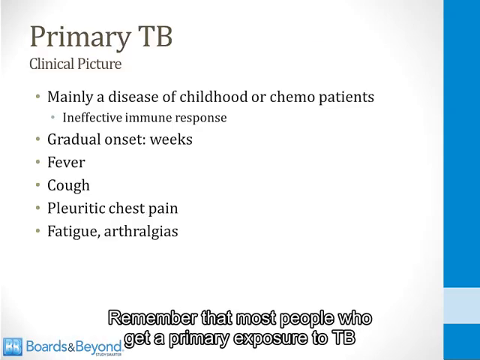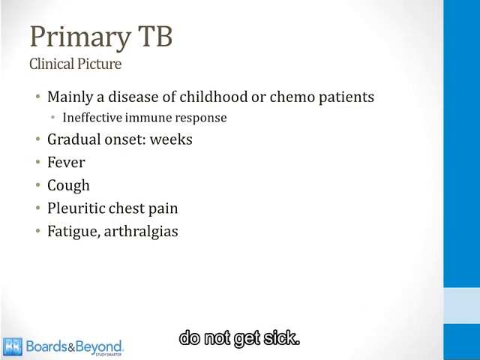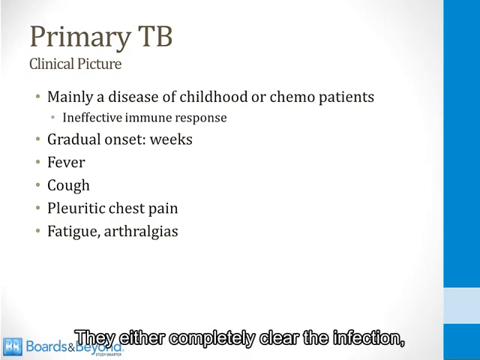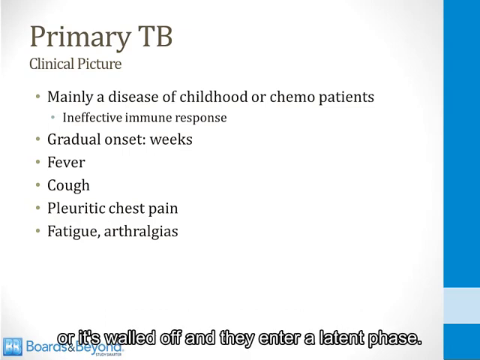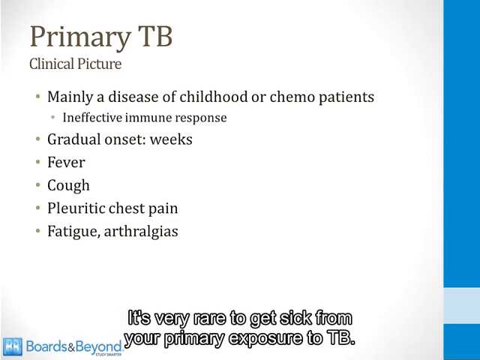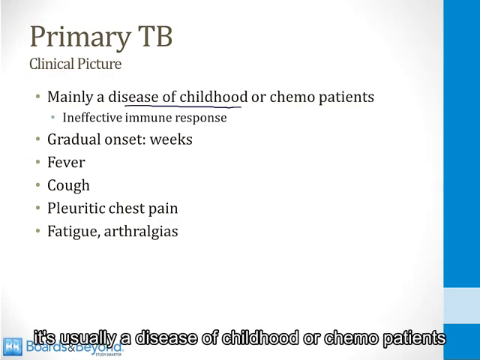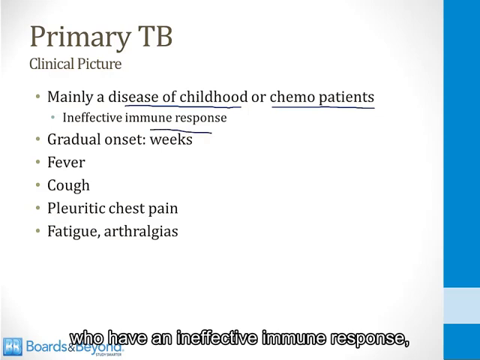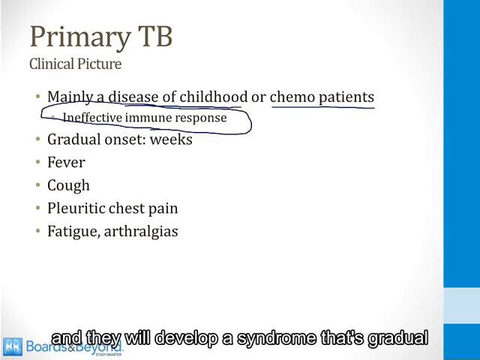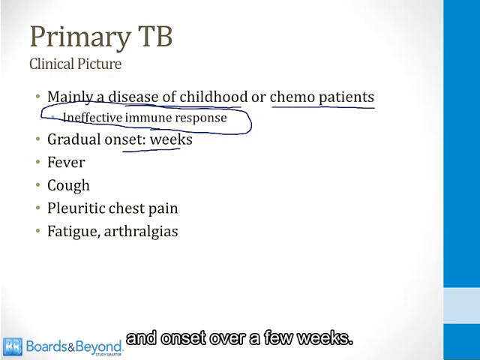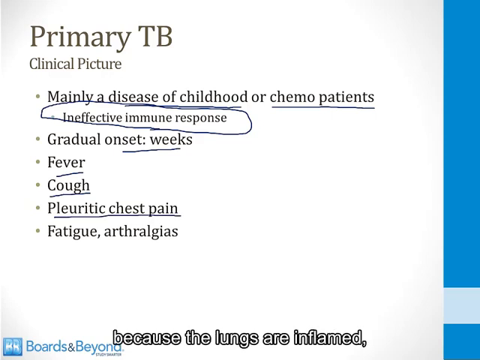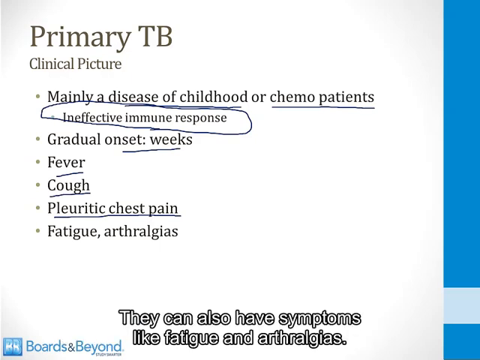So remember that most people who get a primary exposure to TB do not get sick. They either completely clear the infection or it's walled off and they enter a latent phase. It's very rare to get sick from your primary exposure to TB. When this does happen, it's usually a disease of childhood or chemo patients who have an ineffective immune response. And they will develop a syndrome that's gradual in onset over a few weeks. They'll have fever and cough. They can have pleuritic chest pain because the lungs are inflamed. And when they take in a deep breath, they stretch the pleura, and that causes pain. And they can also have symptoms like fatigue and arthralgias.